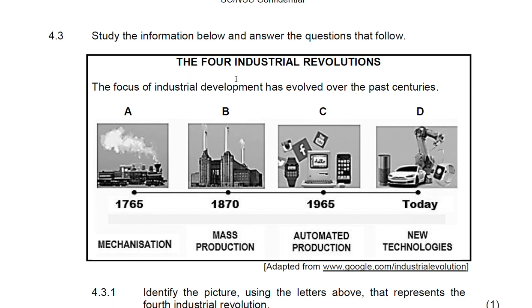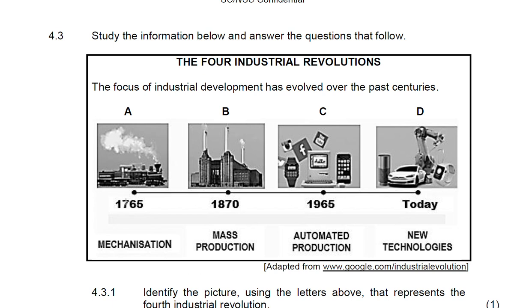We are provided a 4th industrial revolution. The focus of industrial development has evolved over the past century. So it has evolved 5 times. So we had the first industrial revolution, second, third, and the fourth. And the fourth industrial revolution is our current state.